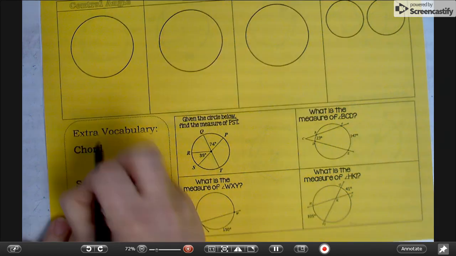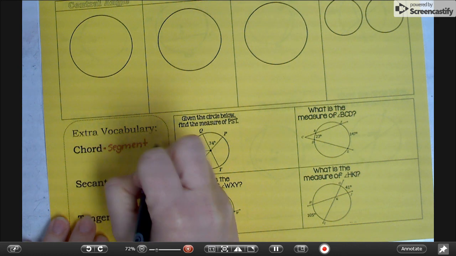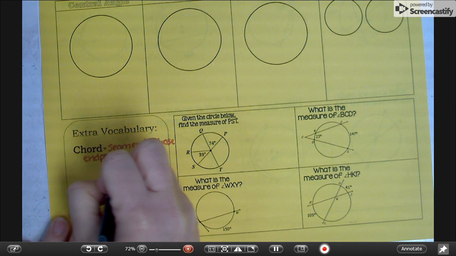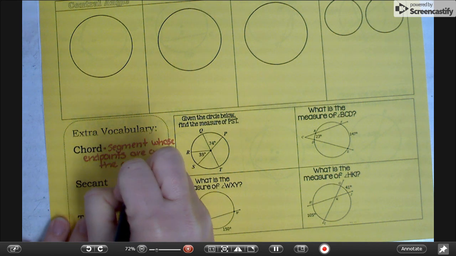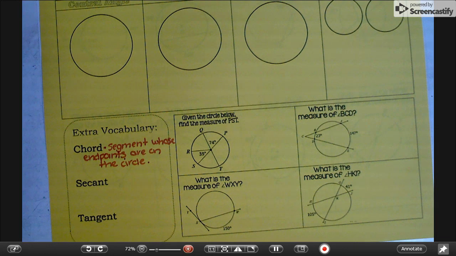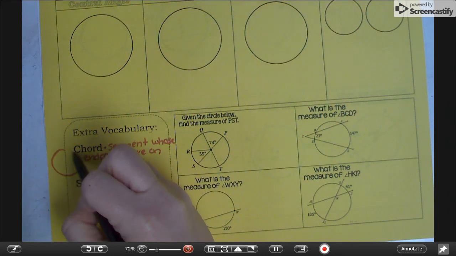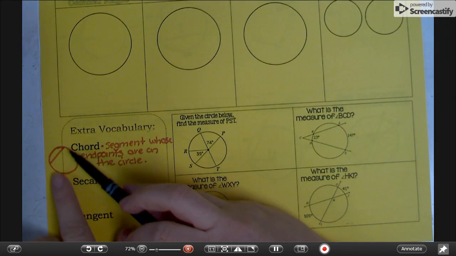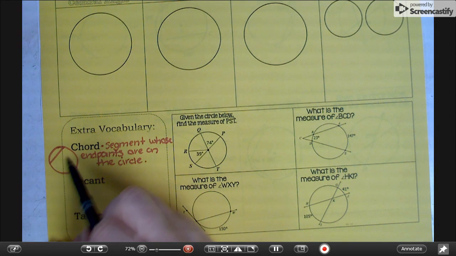A chord in a circle is a segment whose endpoints are on the circle. Okay, a chord is a segment whose endpoints are on the circle. So a little diagram, I'll just draw one over here. We have a circle, and there's a segment. It can be anywhere in the circle as long as both endpoints of the segment lie on the circle.